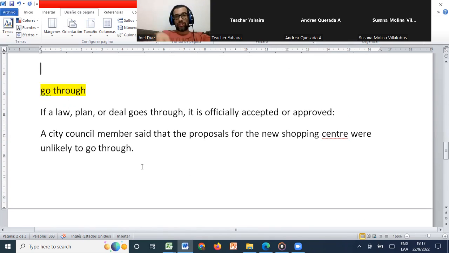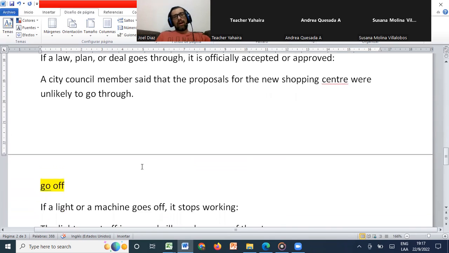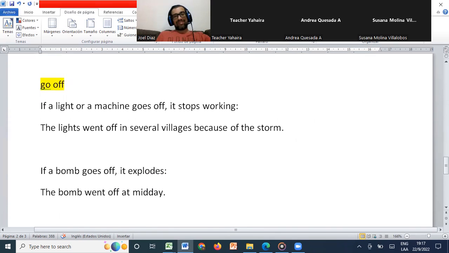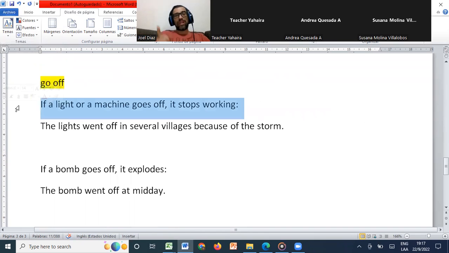So this one is very interesting, right? Also, I'm going to send you this right now because I want us to do the activity, and let's see how it goes. Now, go off, okay? This one we normally know, right? If a light or a machine goes off, it stops working. We can say the lights went off in several villages because of the storm. Maybe this one we know, right?